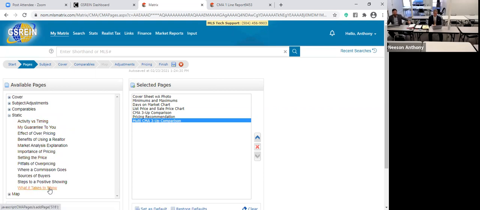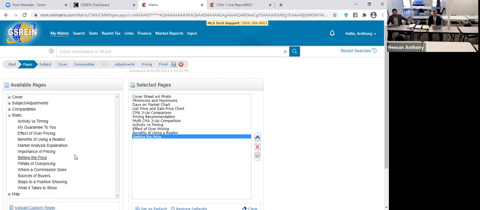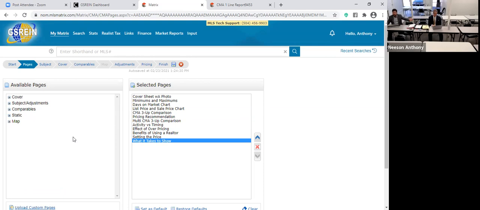Static. These are images, right? And I think these are really beneficial for visuals for your people. So again, you're going to have to pick some of these. So maybe I pick activity versus timing. Maybe I pick the effect of overpricing. Maybe I want the benefits of using a realtor. Maybe I want something about setting the price. Maybe I want what it takes to show. All right, so I just picked some, right? I'm not giving you any recommendations, I'm literally going through and saying, hey, I'm just picking these. They're not my favorites, I'm just picking them. Right. And then I want the CMA.